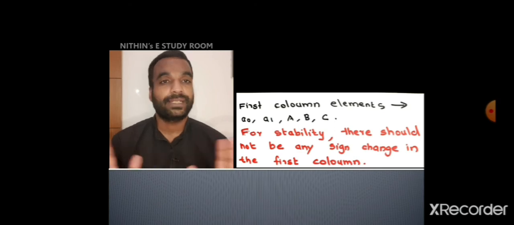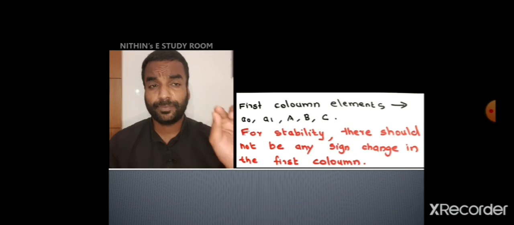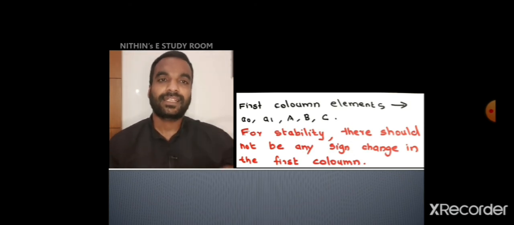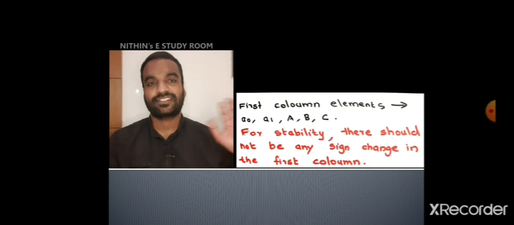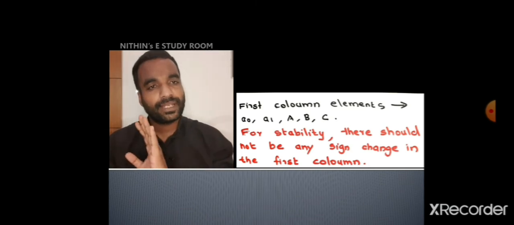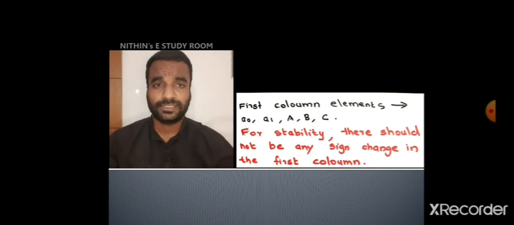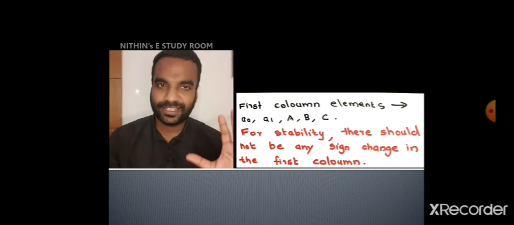Then there should not be any sign change. If A0 is negative, A1 should be negative, A should be negative, B should be negative, C should be negative. Otherwise, if there is some negative and some positive, there is a sign change. If there is a sign change, the system is unstable. If there is no sign change in the first column, the system is stable. That is the concept of RH stability criteria.